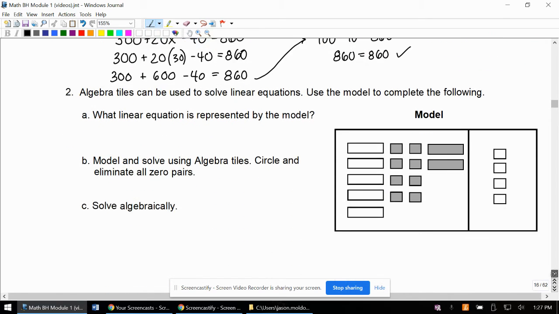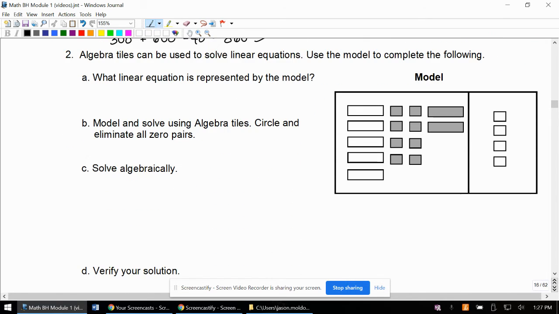Next one, we're not going to focus on tiles, but I am going to use the tiles to set up my equation, which is that on the left side of the tile mat, I have 5 rods or 5x tiles, 8 unit tiles that are shaded, which means they're negative, 2 shaded x tiles or rods, and 4 unit tiles on the other side.